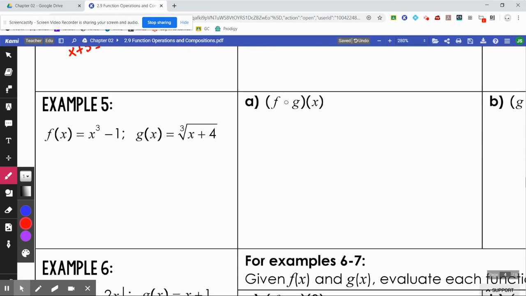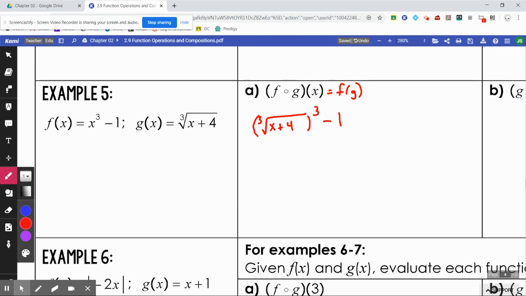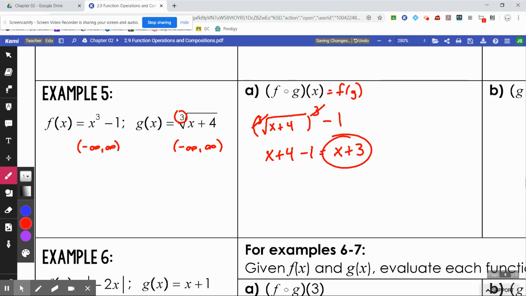Example number 5, f of g. Take your f function, which is x to the third minus 1, and plug in the cube root of x plus 4. We really don't have to worry about domains here, because the domain here is negative to positive infinity, the same for this one. You can take the cube root of anything, so you can plug in anything. A cube root and a cube undo each other, so that's x plus 4 minus 1. So this composition is x plus 3 with the domain of negative to positive infinity.